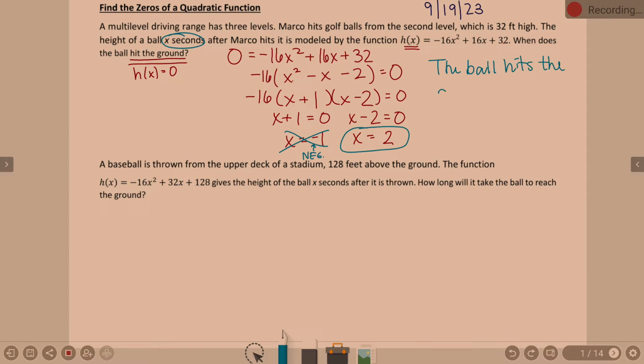I'm going to write that out real quick. Ball hits the ground 2 seconds after Marco hits it.